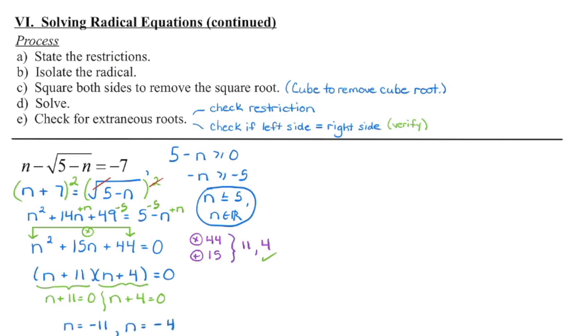Now, really, really important, we have to check. So first check the restriction. So we have to have n less than or equal to 5. This happens to be less than 5, and this also happens to be less than 5. Now we have to substitute it back in and check, does the left side equal the right side? Now you can write this out the long way. You can do it mentally unless it specifically says you need to show your verification, or you can also do it on your calculator.